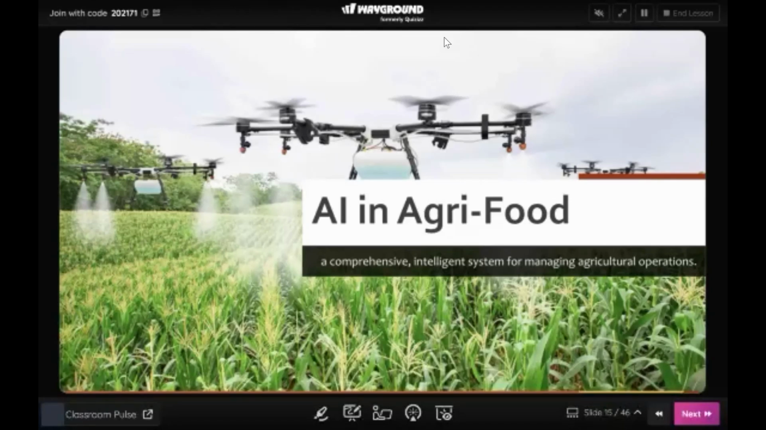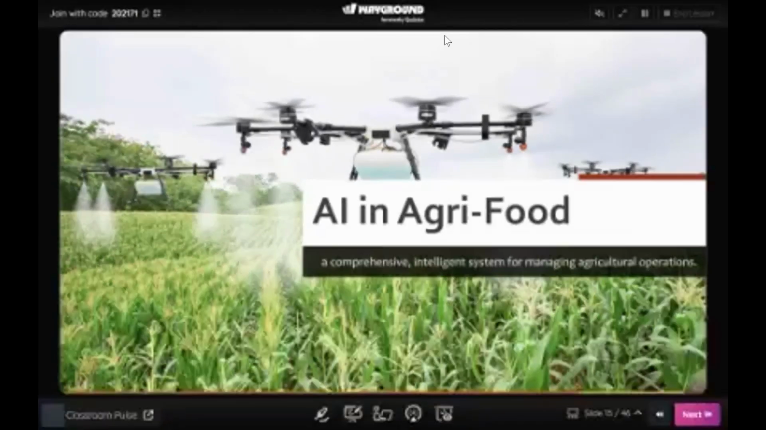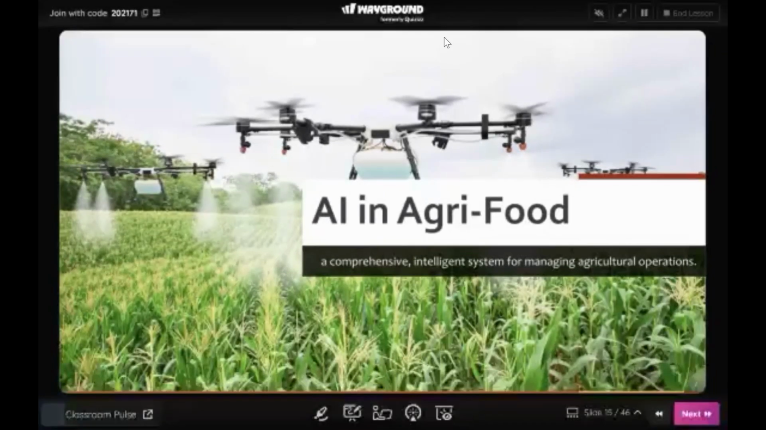The focus of AI in agri-food is creating a system for managing agricultural operations. There are 3 operations that need to be covered in agri-food by implementing AI. The first thing is preparation: what we want to plant, how the soil condition is right now, and how the weather is today and after certain days.